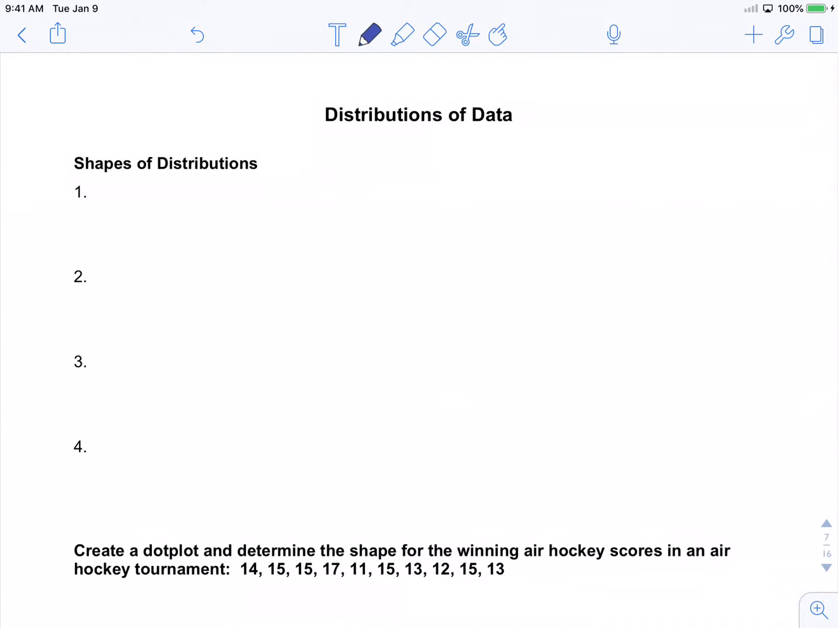The first shape, we say our data is skewed right. If the data is skewed right, it actually means that the smallest frequency is on the right side. And frequency is the amount of data.